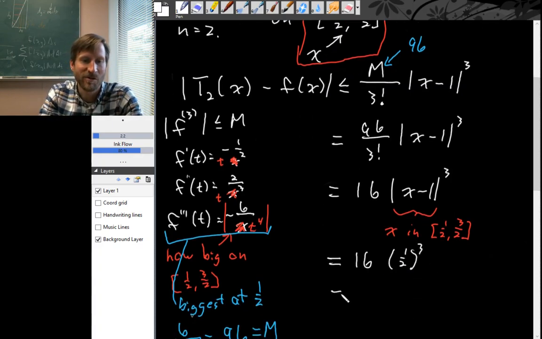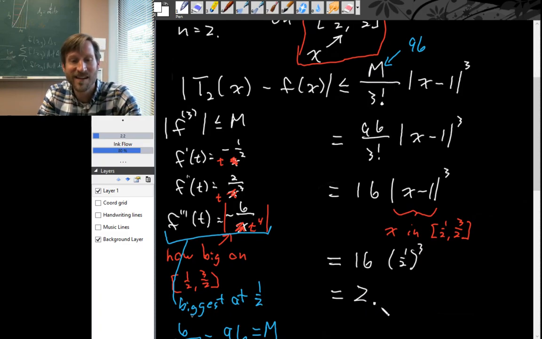All right, and now doing all the arithmetic, 16 times 1/8, that's 2. So the error in the second Taylor polynomial is definitely no bigger than 2. Unfortunately, that's not a very good error bound. I guess that means really you should use a higher order Taylor polynomial than just 2.